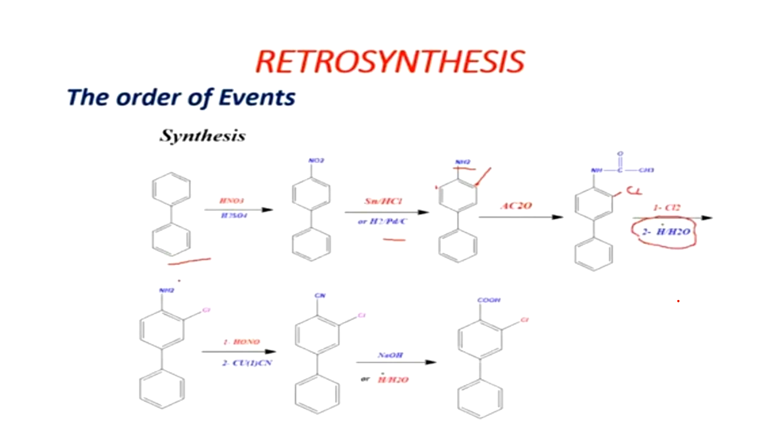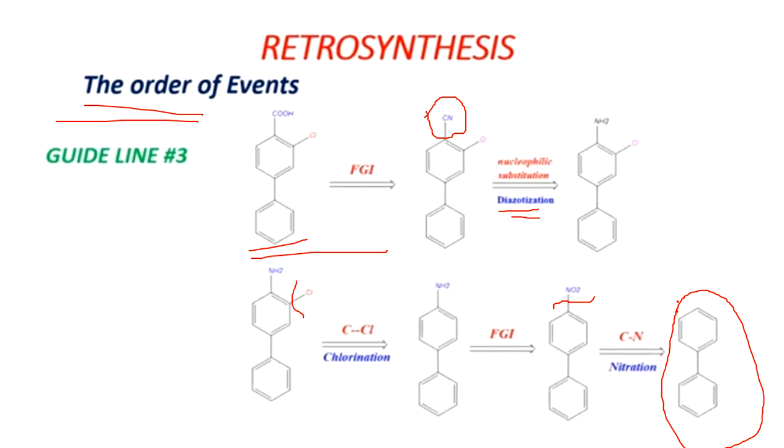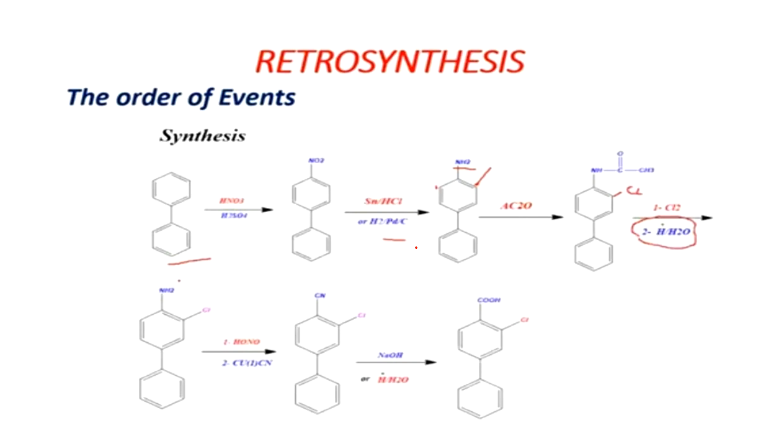Always remember that the end product of our retrosynthesis is always the starting product of our synthetic reaction. So in this case the biphenyl is our starting compound. On the biphenyl compound we are doing a nitration reaction. So an NO2 group could be attached here. After that we have to use Sn/HCl or H2/Pd-C, so we could convert the NO2 group into this NH2 group.